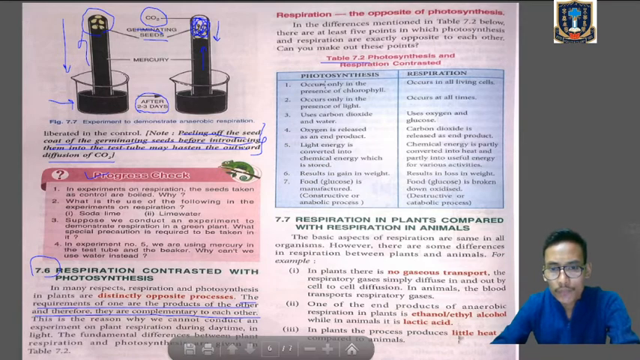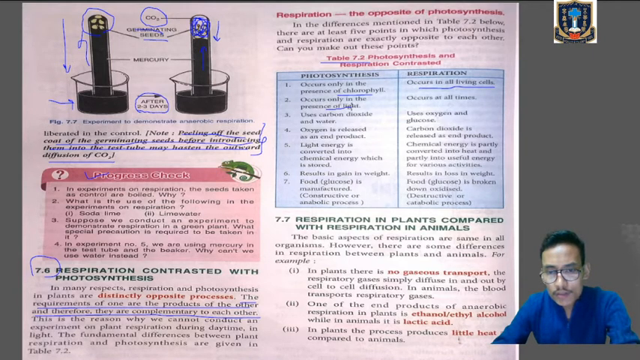Okay, so for that let's go through this table, number 7.2. Photosynthesis occurs in the presence of chlorophyll, that we know. Respiration occurs in all the living cells. Photosynthesis occurs in the presence of light. Without light there will be no photosynthesis, but respiration occurs at all times. Photosynthesis uses carbon dioxide and water. Respiration uses oxygen and glucose.